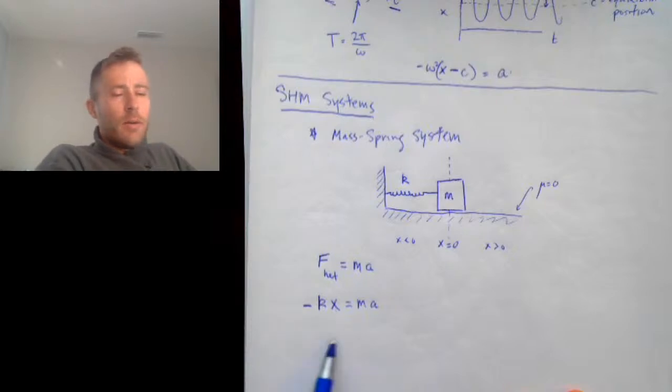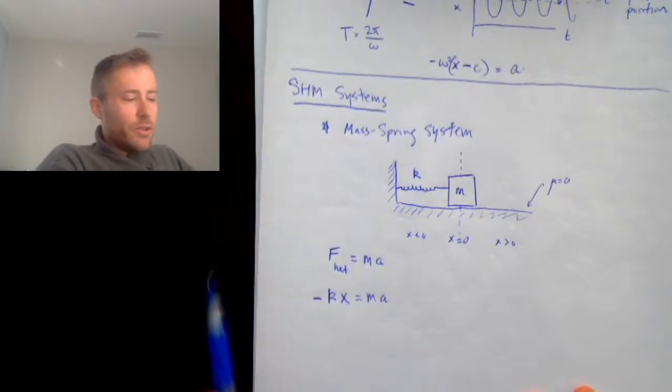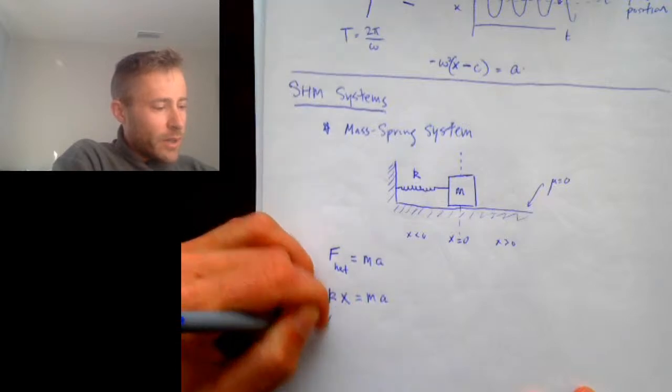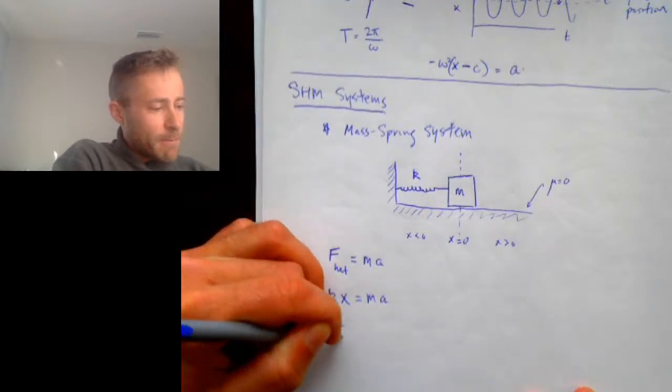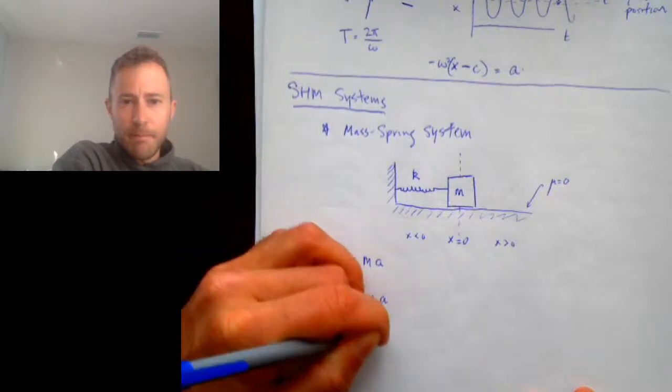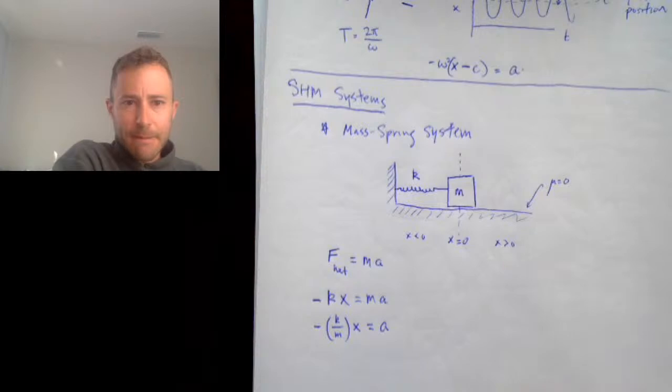So then what I'm going to do is I'm going to divide both sides by m. So we have minus k over m times x equals a. All right?